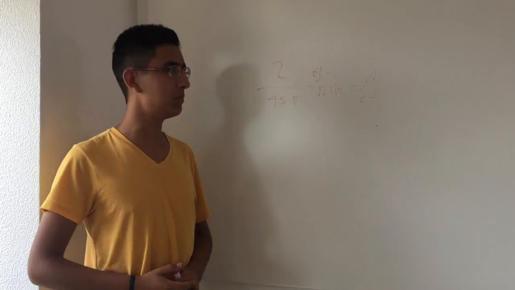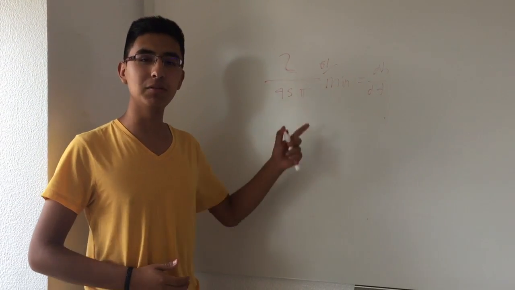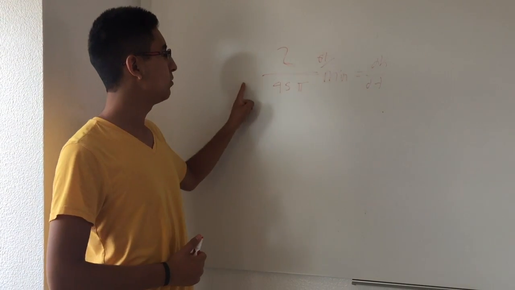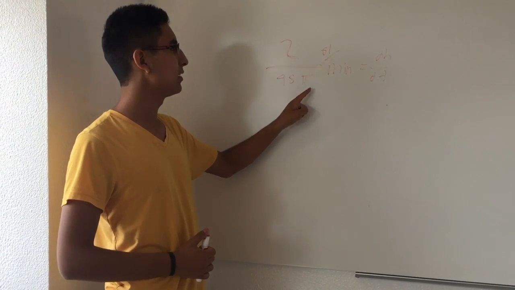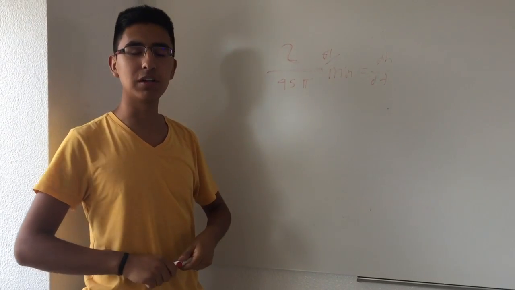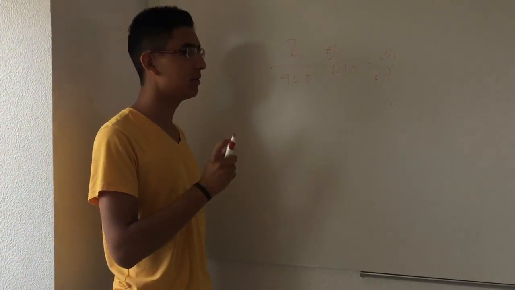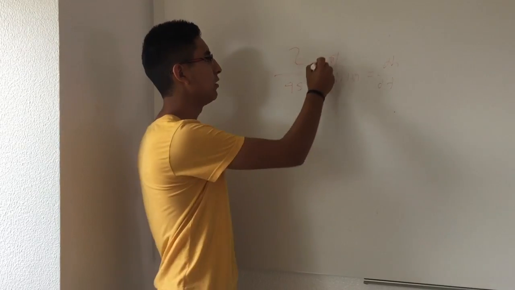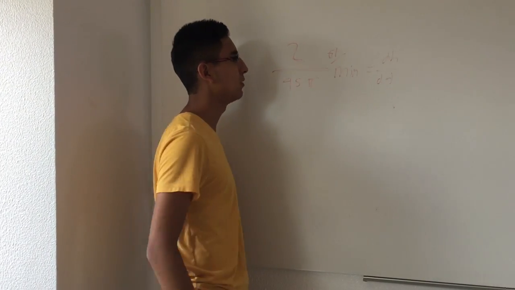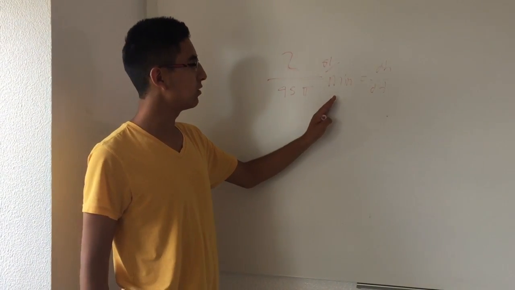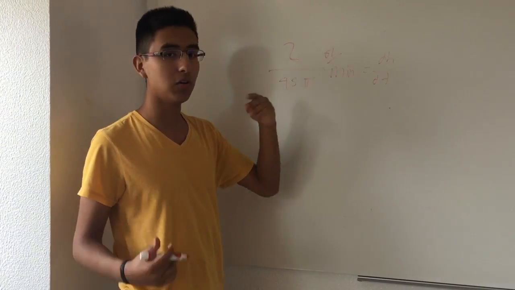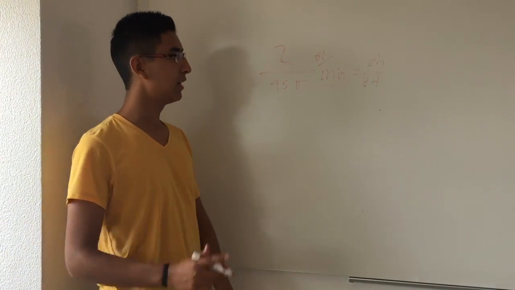Congratulations, we have solved the problem. Now let's review our final result. 2 over 45 pi, and here is one of the most important things that we must always remember: the units, in this case, feet over minute. We can conclude that these are the units based on all the procedures that we previously made.